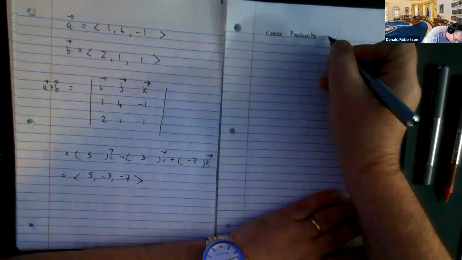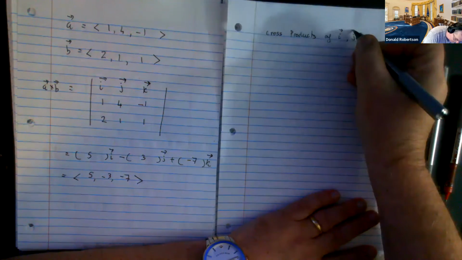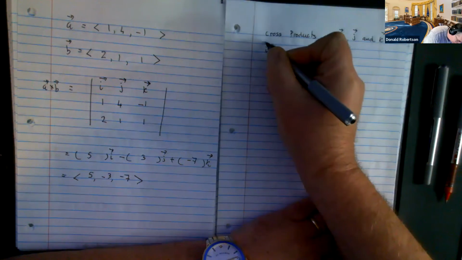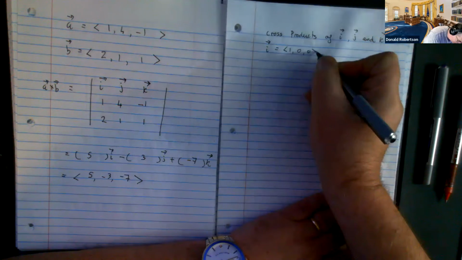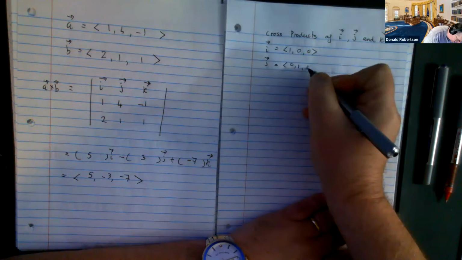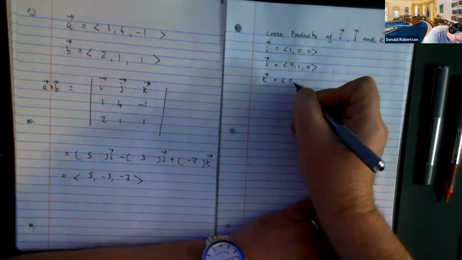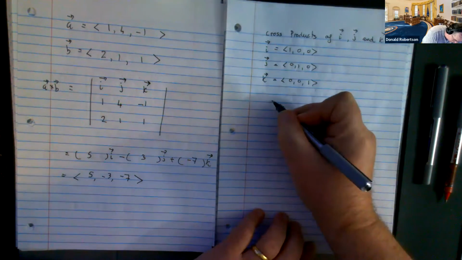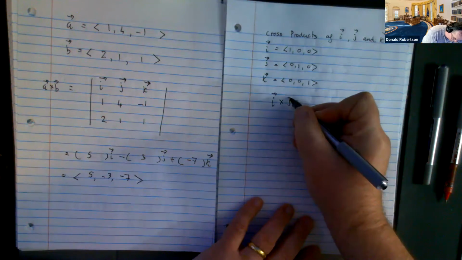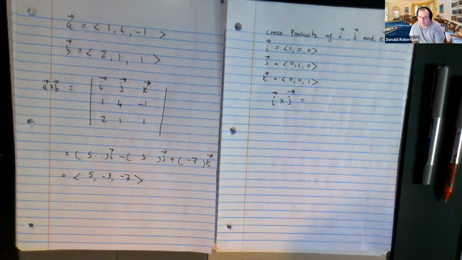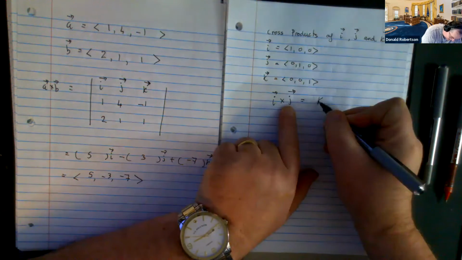Of I, J, and K. In case you need to be reminded, I is 1 in the X direction, J is 1 in the Y direction, and K is 1 in the Z direction. And you can find cross products of any 2 of those in any order. I cross J ends up being K.